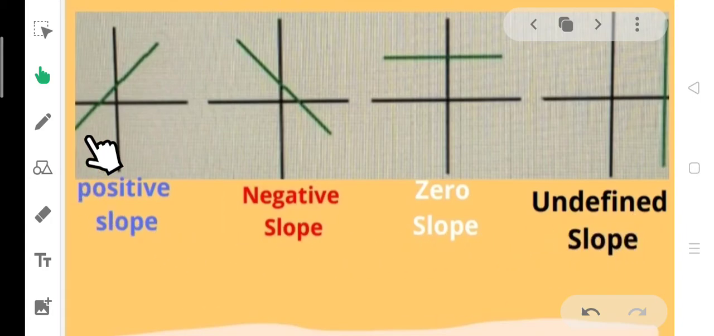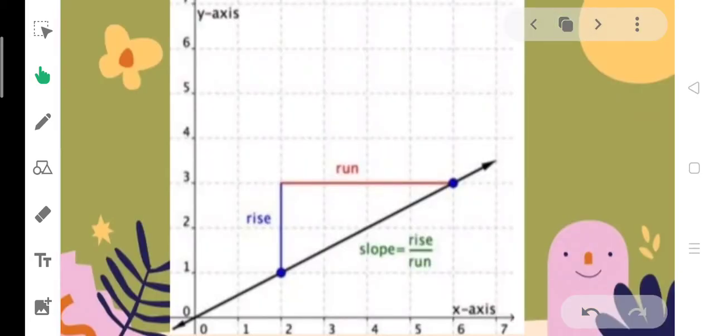Okay, remember that? Going upward to the right, the slope is positive. Going upward to the left, the slope is negative. If the line is horizontal, the slope is 0. If the line is vertical, the slope is undefined. Okay. For example, we have this line. This line goes upward to the right. We can measure its slope by counting its rise and run.